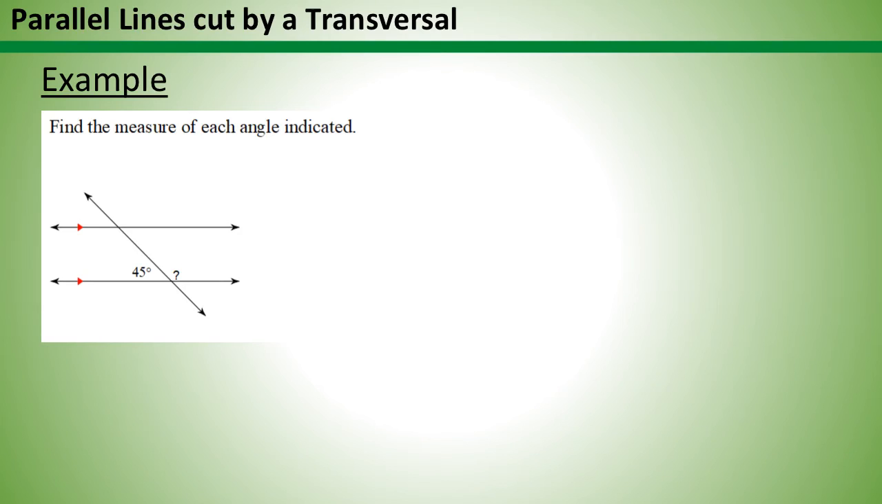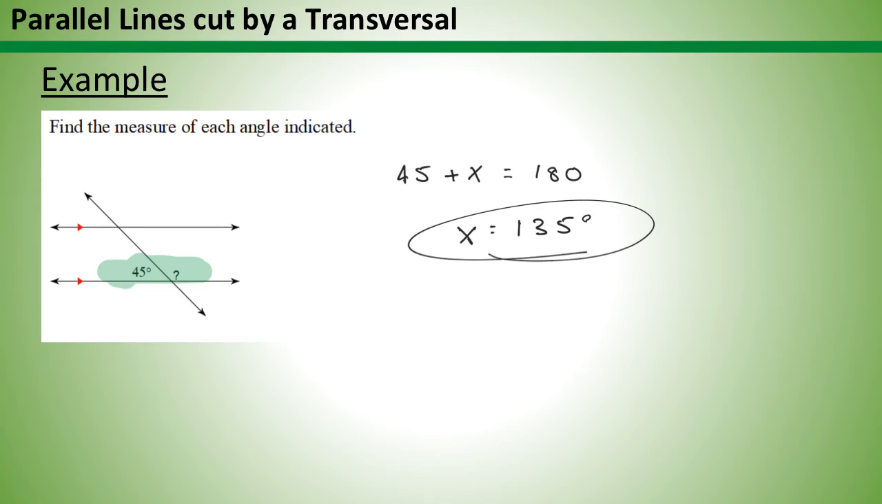Here's another example. Here I have a linear pair, okay? Because these two angles, they are forming this straight line that we see here. So these should also add to make 180. So I know that 45 plus X is equal to 180. If I subtract 45 from both sides, I end up with X is equal to 135. Okay, so that is the measure of my missing angle here.